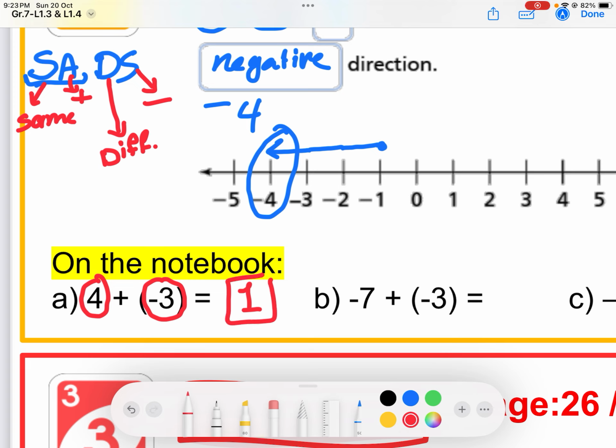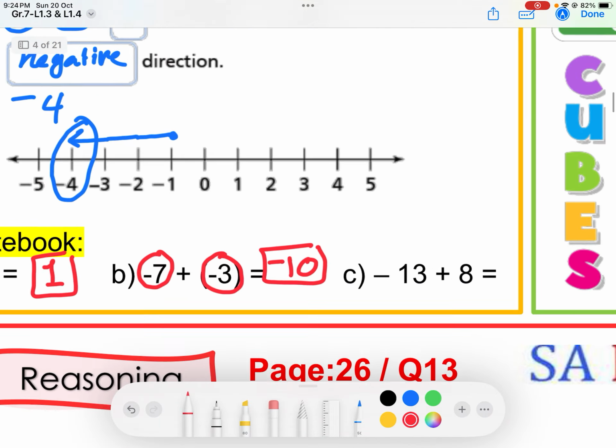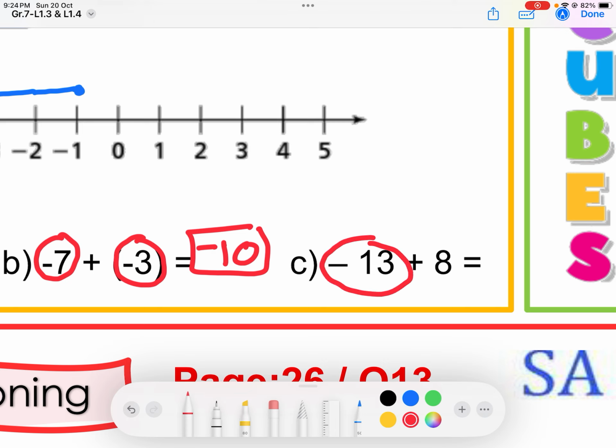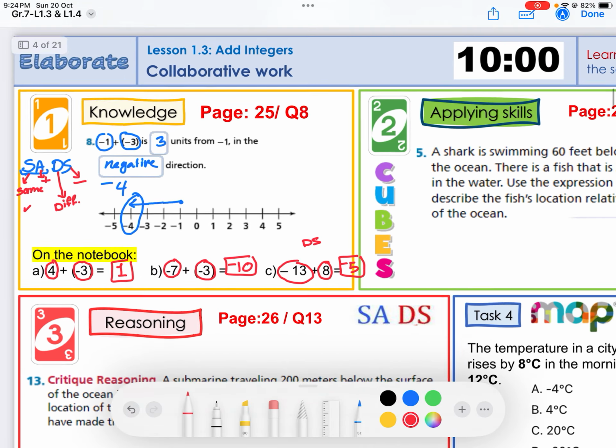Let's continue. Again, I'm going to circle the integer with its sign. I can see that the 2 integers are both negative. They have the same sign, so I will use same, add. So 7 plus 3, that's 10, and I will keep the sign, which is negative. So my answer will be -10. Let's move on. Circle the number with the sign. -13, +8, different, so I will subtract. 13 minus 8 is 5. And I will put the sign to be negative because 13 has a greater absolute value. 13 is greater than 8, and 13 is negative, so my answer will be negative. I hope it's clear so far.